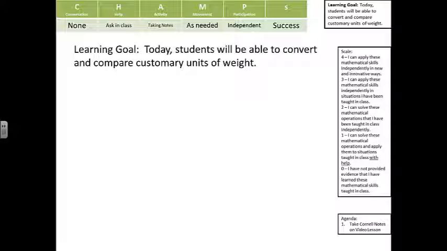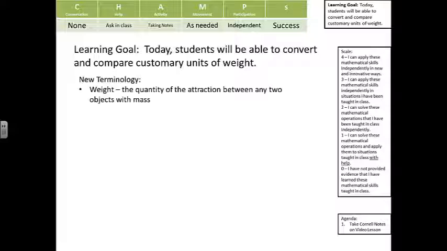So we're going to talk about some vocabulary first. The first one is weight, and weight is simply the attraction between any two objects with mass. So if you have two objects with mass, they're going to have some type of attraction pulling them together, and we call that weight.